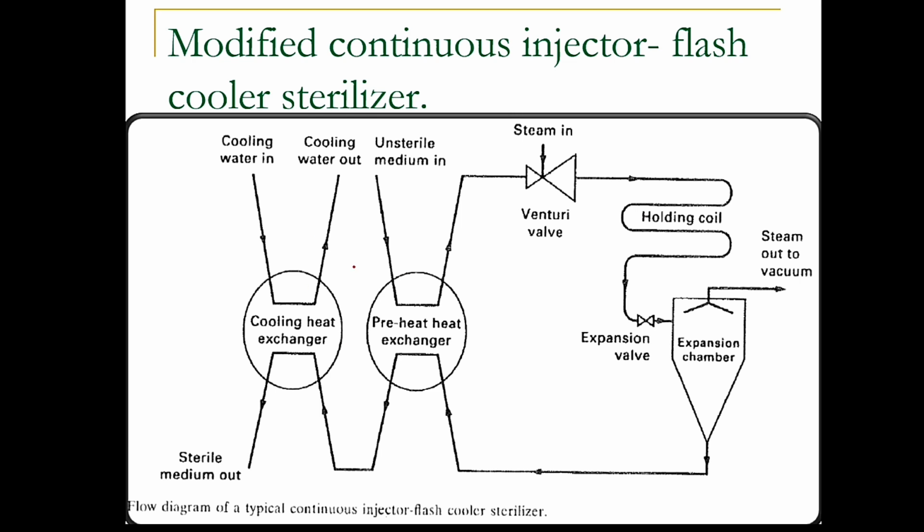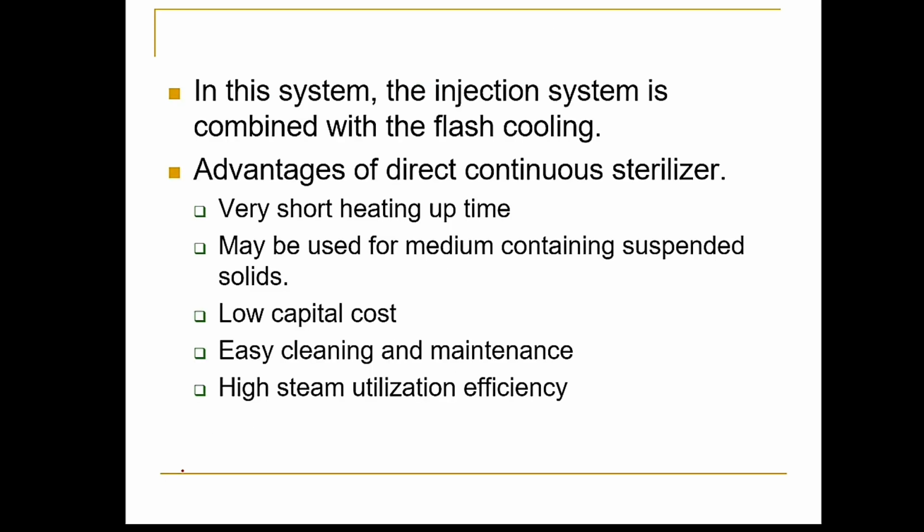Now this is a modified injector flash cooler. Here our raw medium is added in the preheat exchanger, the steam is added, the holding chamber is there, the expansion chamber, and here after the heat exchanger it also goes to the cooling heat exchanger. So two types of exchanger are required, a cooling and a preheating heat exchanger. In this system, the injection system is combined with the flash cooling.